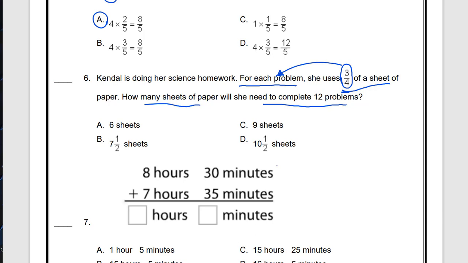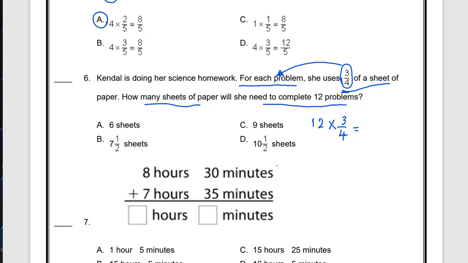Yes, do not mute your mic. Okay, what should we do? 3/4 multiply 12. Great. Okay, I like to write it 12 times 3/4. Okay, go ahead. Multiply the numerator.